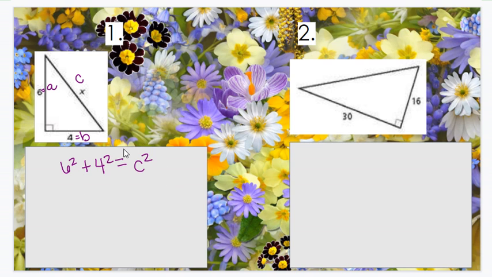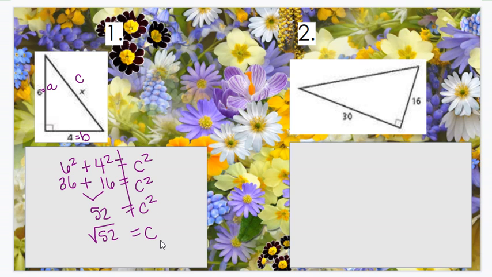C, the hypotenuse. All right, so 6 squared is 36, 4 squared is 16, and that still equals C squared. So now we're going to add 36 plus 16, and that gives me 52. And then I'm going to take the square root of 52 to get C by itself. So using the calculator, square root of 52, enter. That gives me 2 square root of 13.